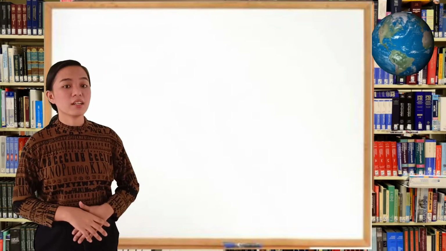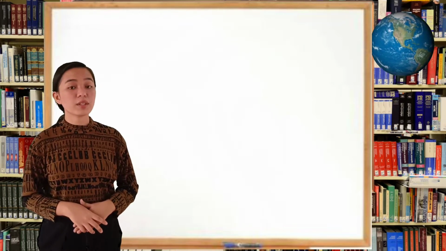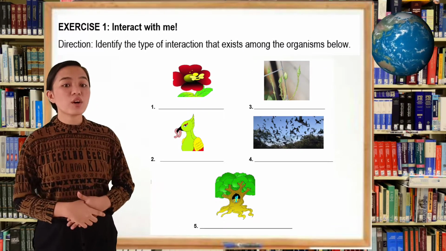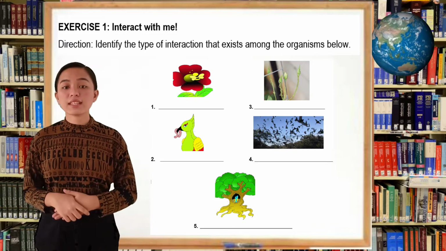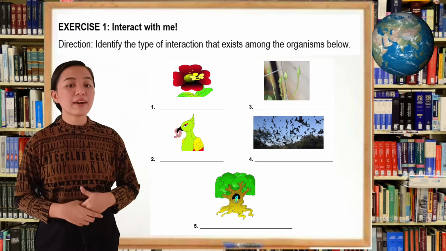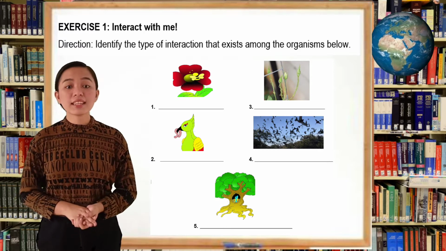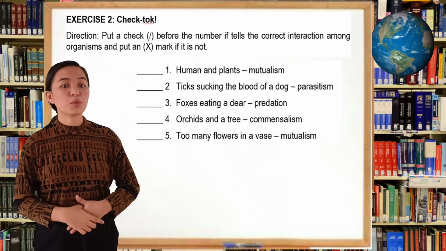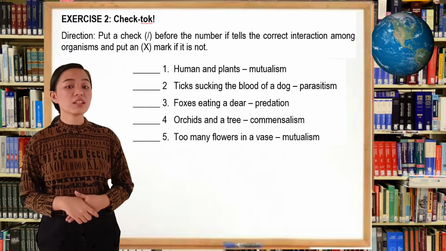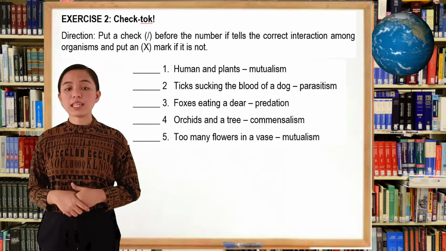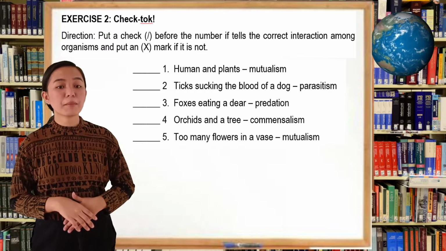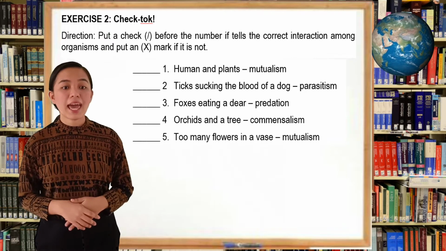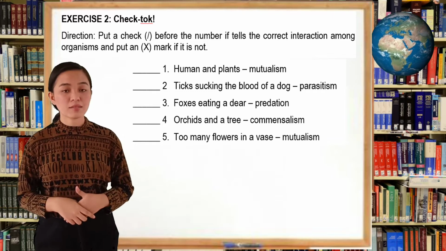For today's lesson, here are some exercises that you are going to answer. In exercise 1, our activity is called Interact with Me. In this activity, you will identify the type of interaction that exists among the organisms below. In exercise 2, our activity is called Check Talk. Now, in this activity, put a check before the number if it tells the correct interaction among organisms, and put a mark if it's not.